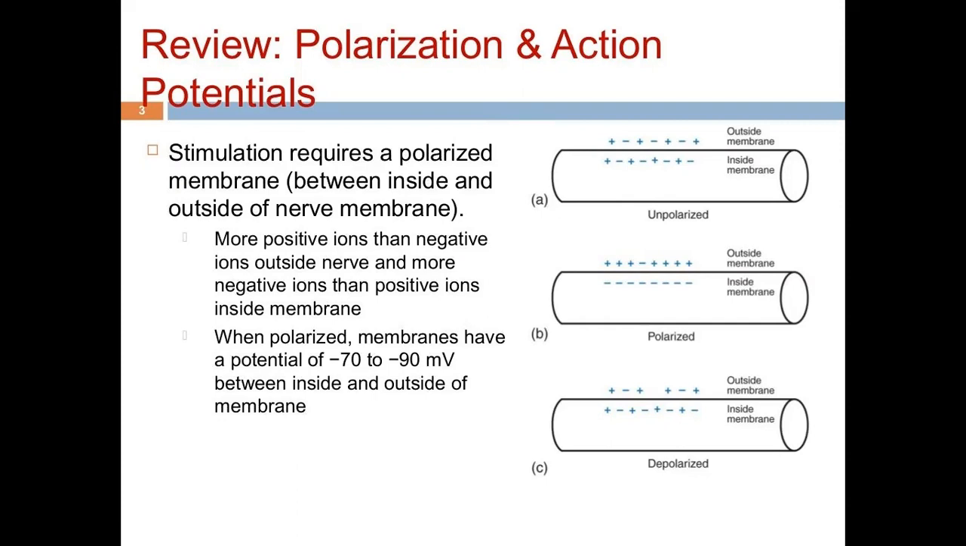The stimulation requires a polarized membrane between inside and outside of the nerve membrane. There are more positive ions than negative ions outside the nerve and more negative ions than positive ions inside the membrane. When polarized, membranes have a potential of minus 70 to minus 90 millivolts between inside and outside of the membrane. Here, as you can see, the unpolarized membrane, the polarized membrane, and the depolarized membrane.